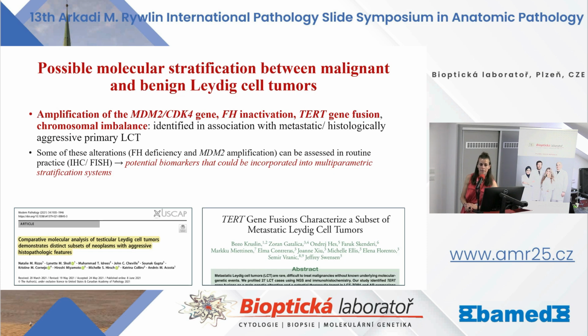And certainly there are also other attempts to somehow distinguish benign and malignant Leydig cell tumors, and it is a molecular point of view. Recently, it has been shown that amplification of MDM2 gene, FH inactivation, TERT gene fusions, and chromosome imbalance are linked to Leydig cell tumors which present with metastasis or are histologically aggressive primary Leydig cell tumors. And the good thing for routine practice is that some of these alterations, namely FH deficiency and MDM2 amplifications, can be assessed also immunohistochemically.